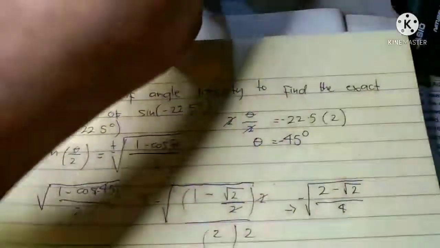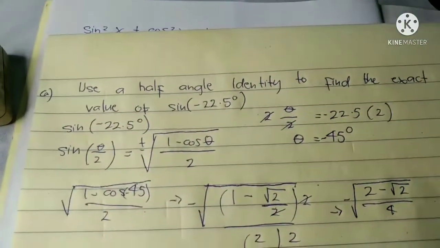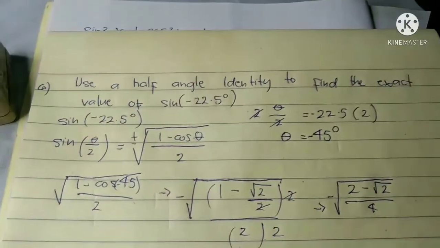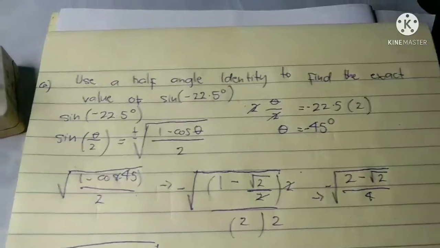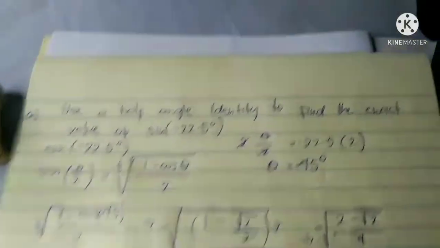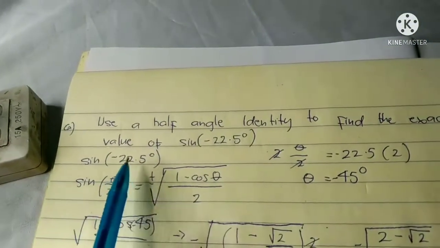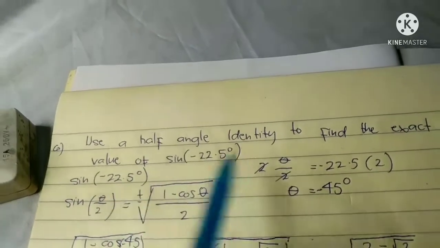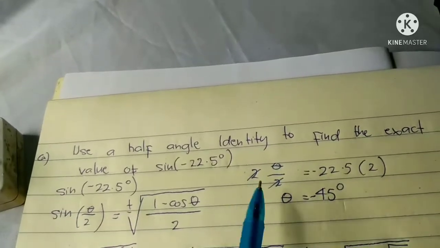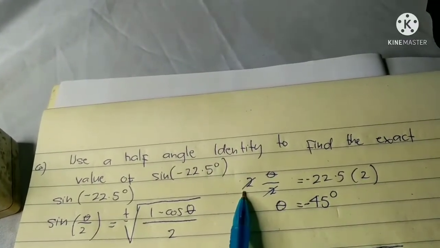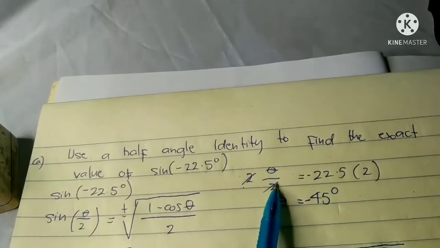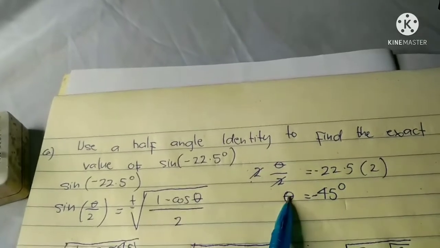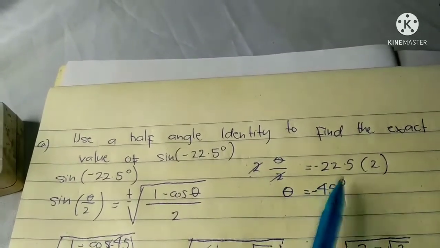So now we are in number 6. We use a half angle identity to find the exact value of sine negative 22.5 degrees. As you can see, we have negative 22.5 degrees. So what we're going to do here is multiply both sides by 2. Now we can cancel out the 2 and multiply 22.5 by 2. We will get theta equal to negative 45 degrees.